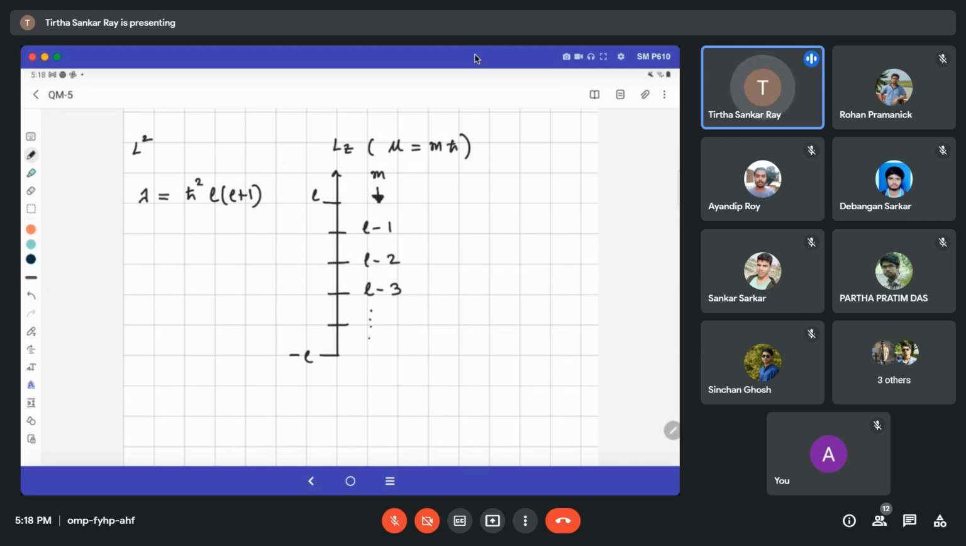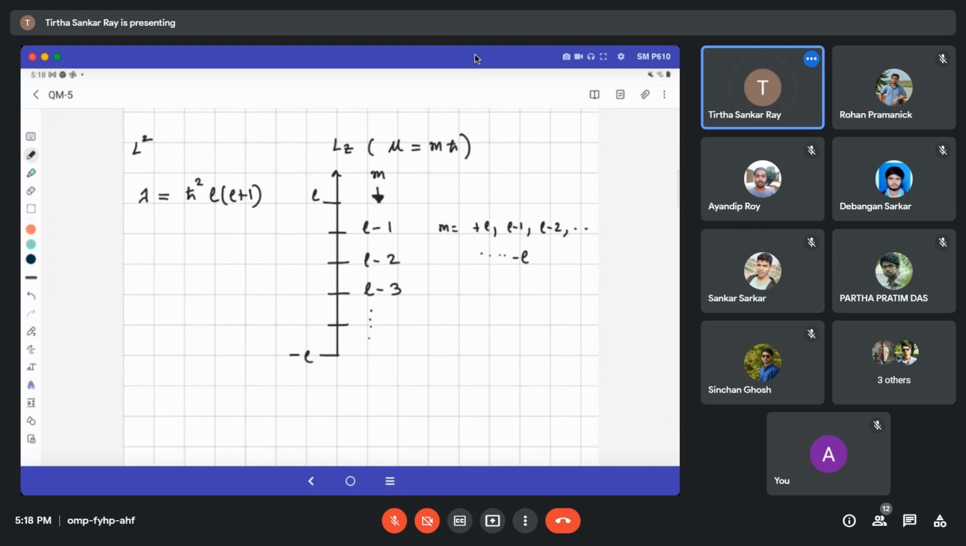It can be L, it can be L minus 1, it can be L minus 2, it can be L minus 3, and so on and so forth. So the values that m can take are plus L, L minus 1, L minus 2, and so on and so forth till minus L.